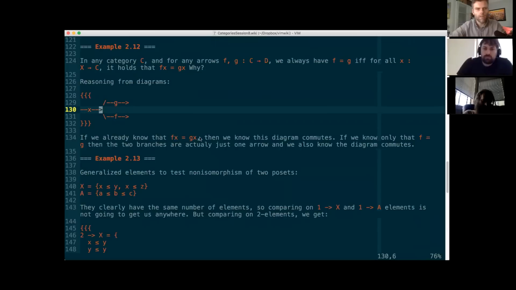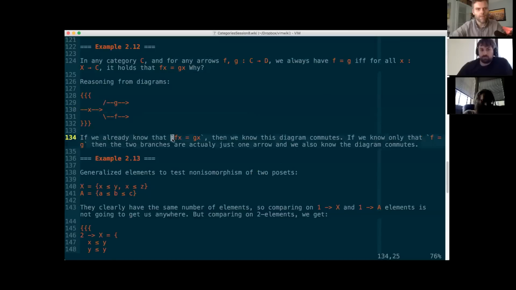So if we know that f of x equals g of x, then we know that the diagram commutes. If all we know is that, we know it commutes because that's what this diagram says. It says that f of x equals g of x, right?